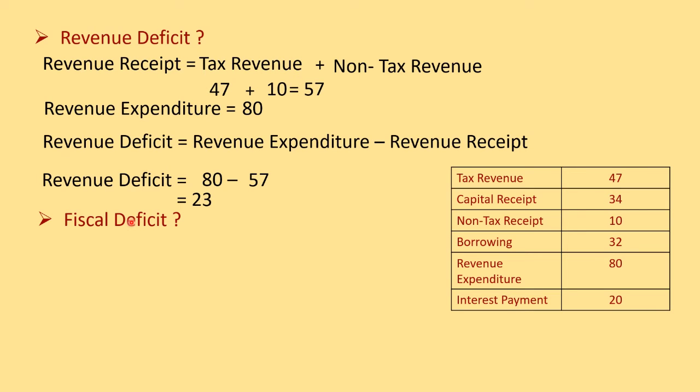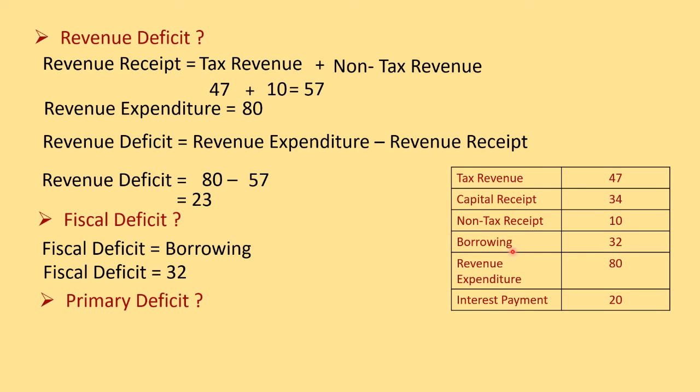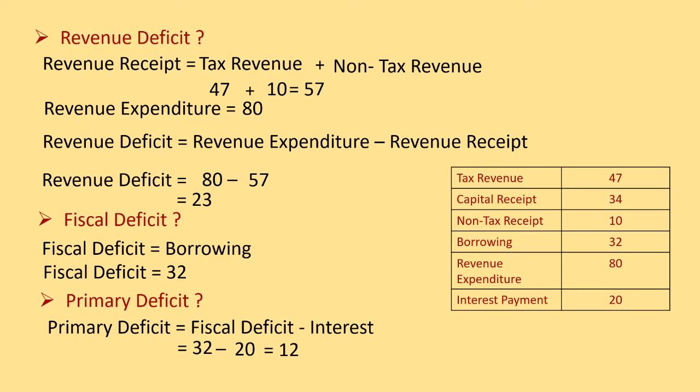Now let us calculate the fiscal deficit. Here the borrowing is given to us. It means directly the fiscal deficit is given to us. That is 32 crore. Now calculate the primary deficit. The formula to calculate the primary deficit is fiscal deficit minus interest. Fiscal deficit is 32. Let us see what is the interest. Interest is 20. So the answer is 12.